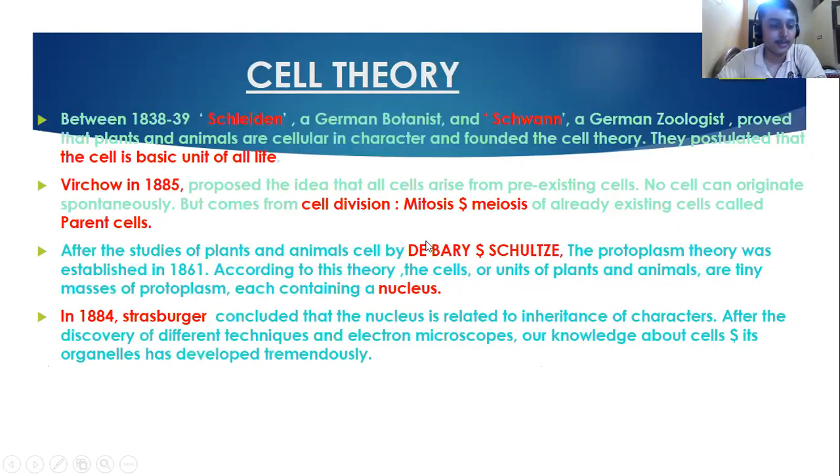Cell theory, a very important theory regarding the cell. Between 1838 and 1839, Schleiden, a German botanist, and Schwann, a German zoologist, proved that plants and animals are cellular in character and founded the cell theory. They postulated that the cell is the basic unit of all life. Virchow in 1855 proposed the idea that all cells arise from pre-existing cells.